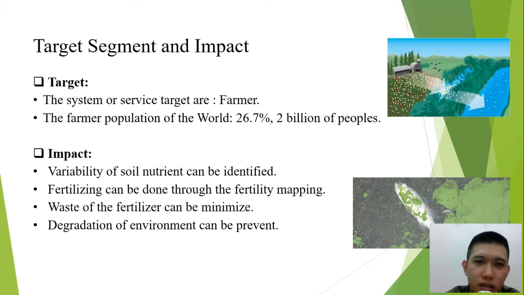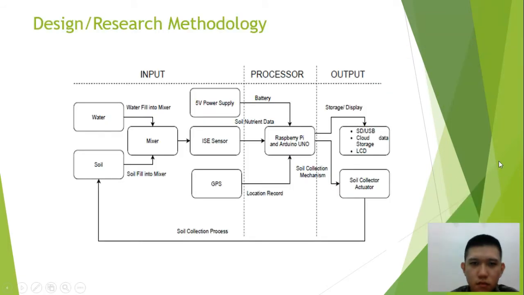The target segment of the system is the farmers. The farmer population in the world is 26.7%, which is 2 billion people. The impact of the system is that it is able to analyze the variability of the soil nutrient, and the fertilizing can be done through the fertility mapping. By using the fertility mapping, the waste of fertilizer can be minimized, and this can prevent the degradation of the environment.